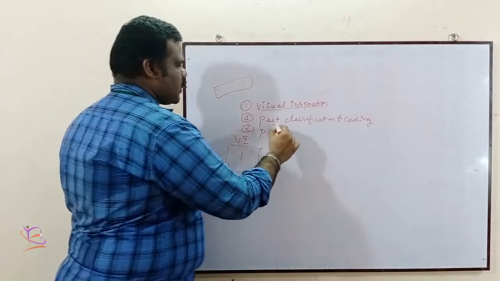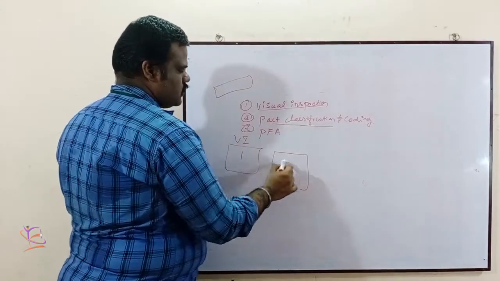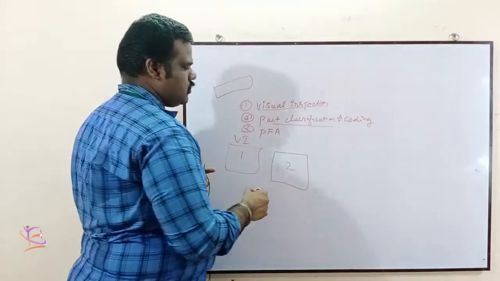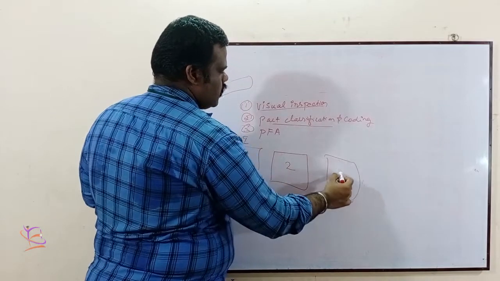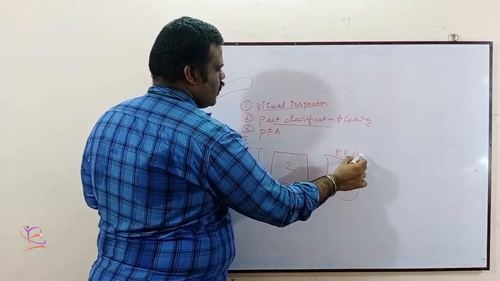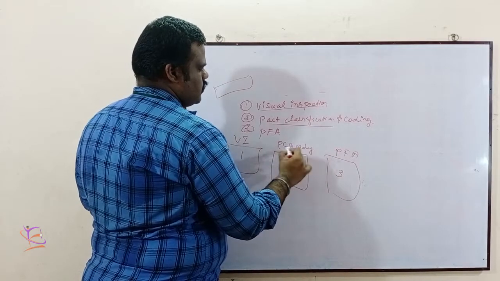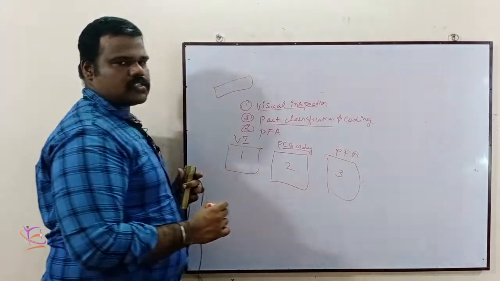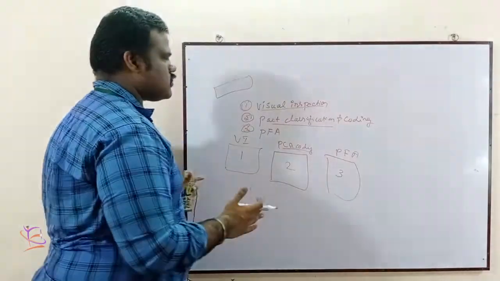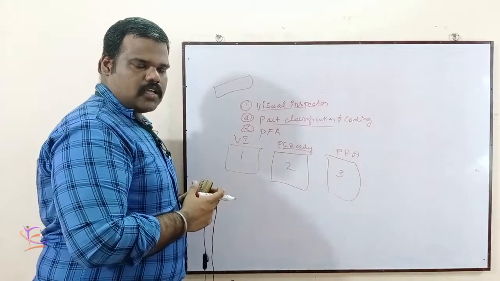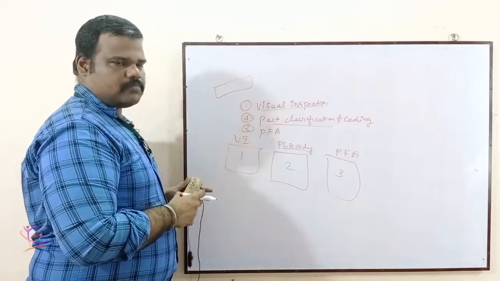And next is part classification and coding, which we will discuss in the next presentation. And third is production flow analysis. Production flow analysis follows a sequence of operations. So using these three methods, we can easily identify the part family. Thank you.